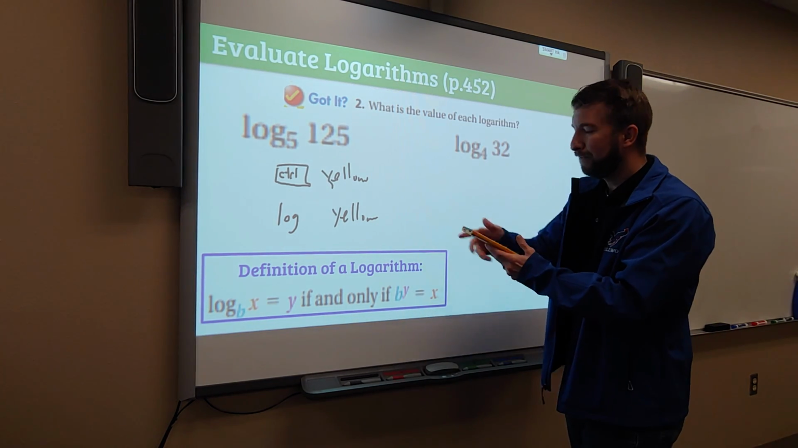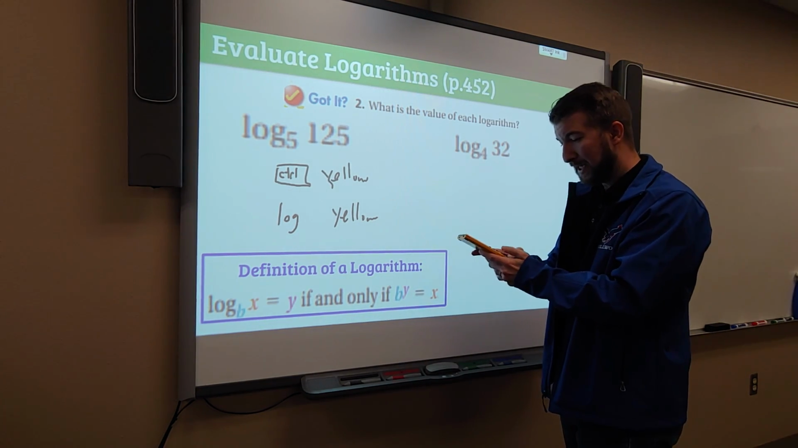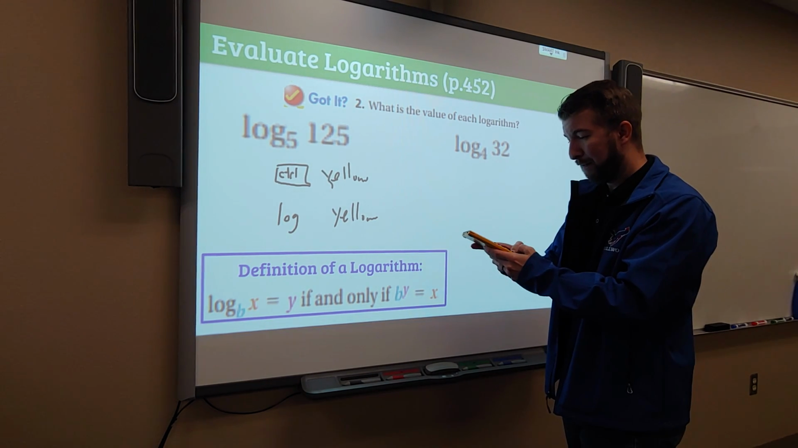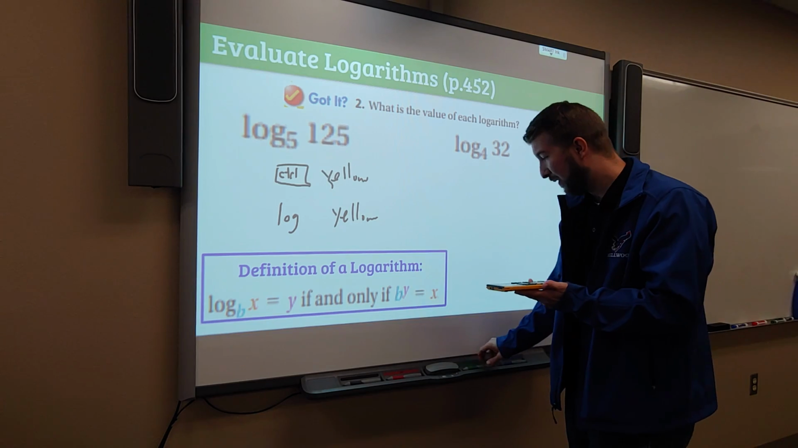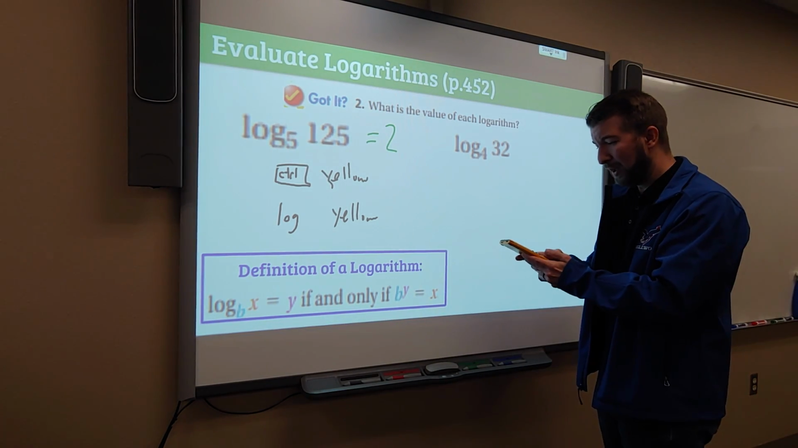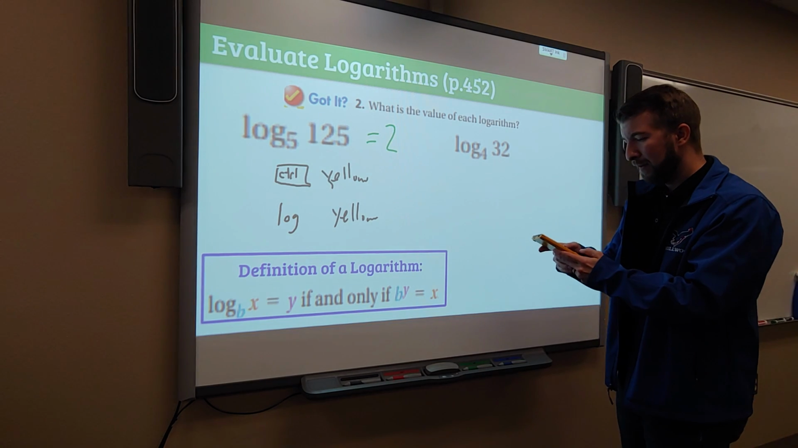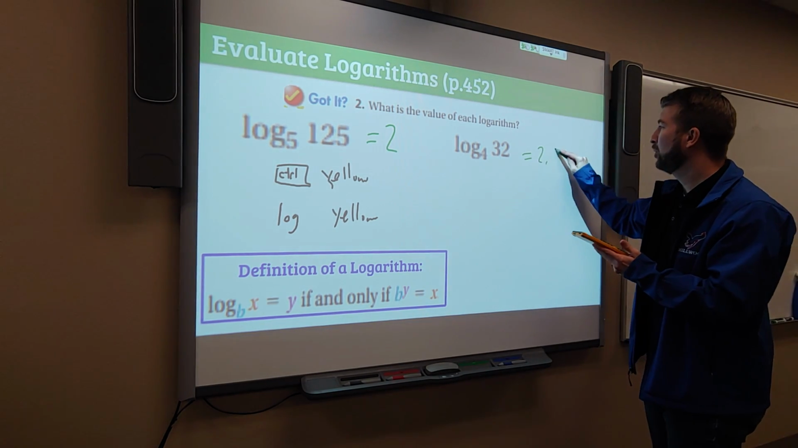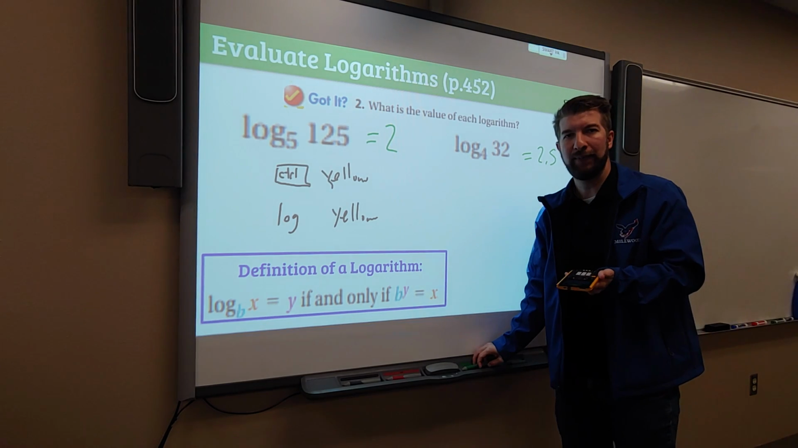So if I did that, I'm going to hit yellow control, yellow log, and then on my base of 25 and 25, that equals 2. I do the same thing on this one. Base of 4, 32. My answer should be 2.5. That's all you got to do. Pretty simple.